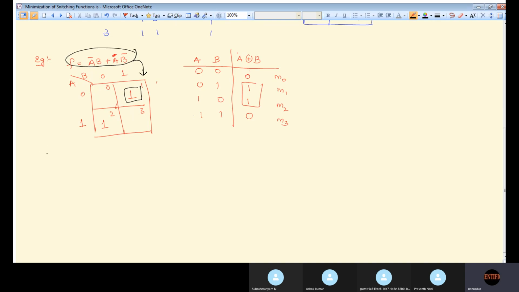I will give you some K maps. You need to find out the expression. Okay, I will give in one. A, B, this is 0, 1 and this is 0, 1. So 0, 1, 2 and 3.